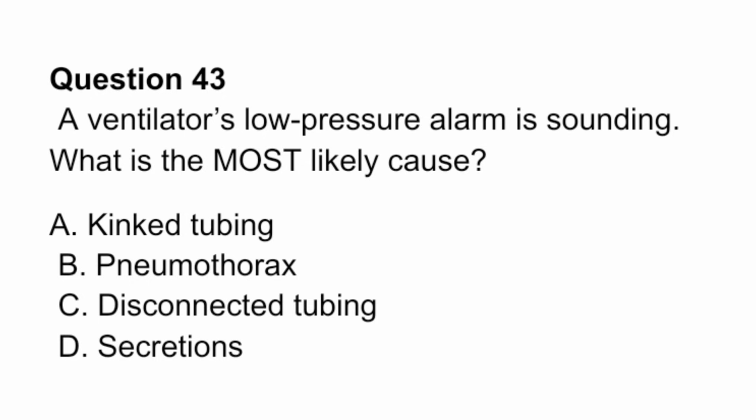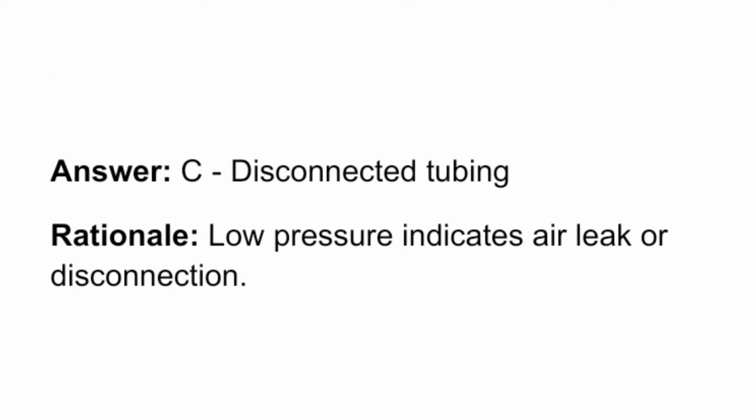Question 43. A ventilator's low pressure alarm is sounding. What is the most likely cause? A. Kinked tubing. B. Pneumothorax. C. Disconnected tubing. D. Secretions. Answer: C. Disconnected tubing. Rationale: low pressure indicates air leak or disconnection.